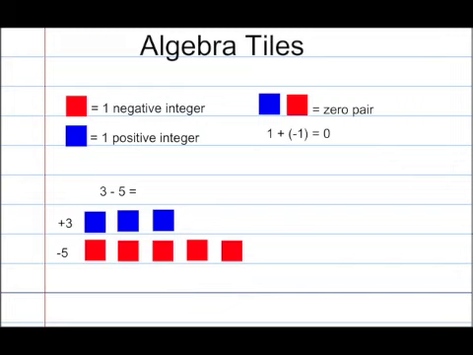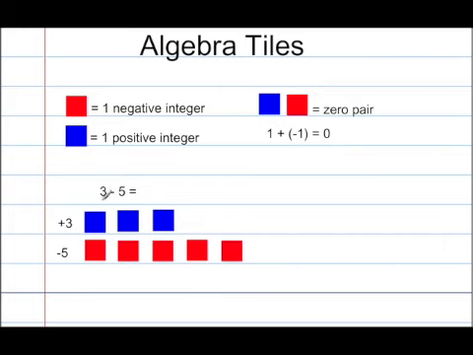Okay, algebra tiles. Here's a visual way to look at what's going on. So we have one negative integer, one positive integer. That's what the red represents, that's what the blue represents. When you can put them together, that makes it 1 minus 1 is equal to 0. And that's your 0 pair. So these essentially simplify to 0 or cancel to 0.